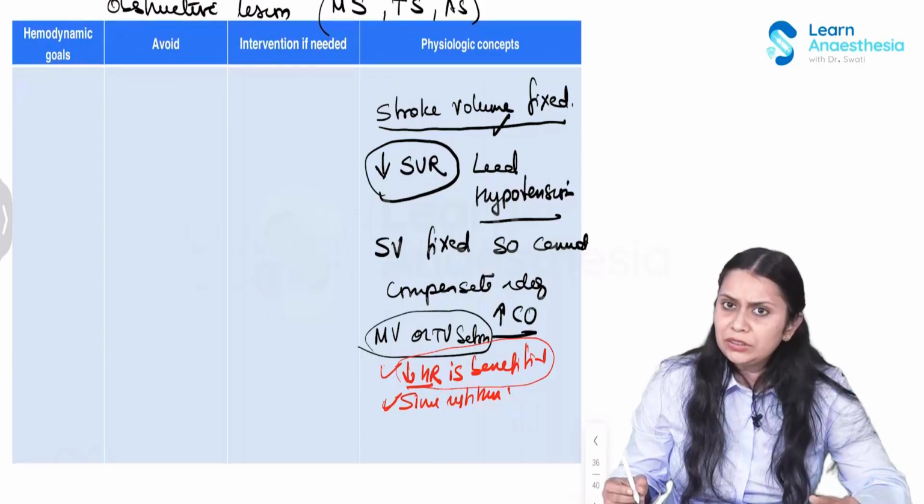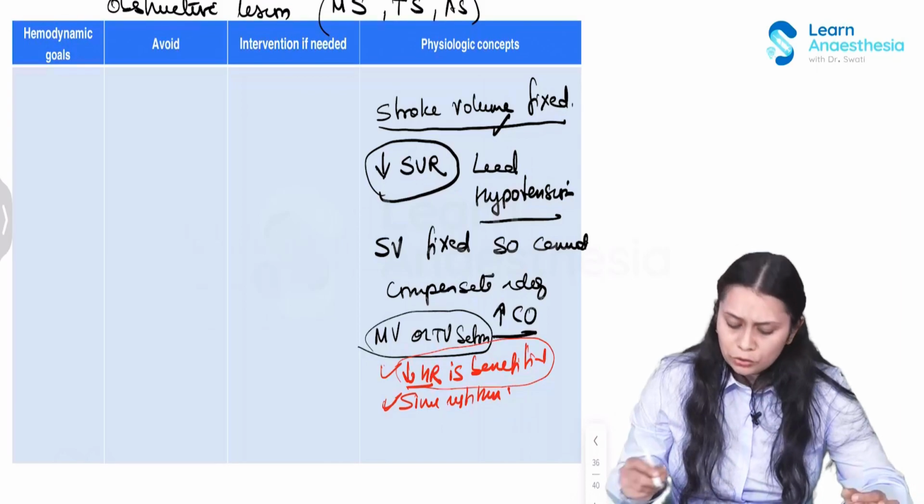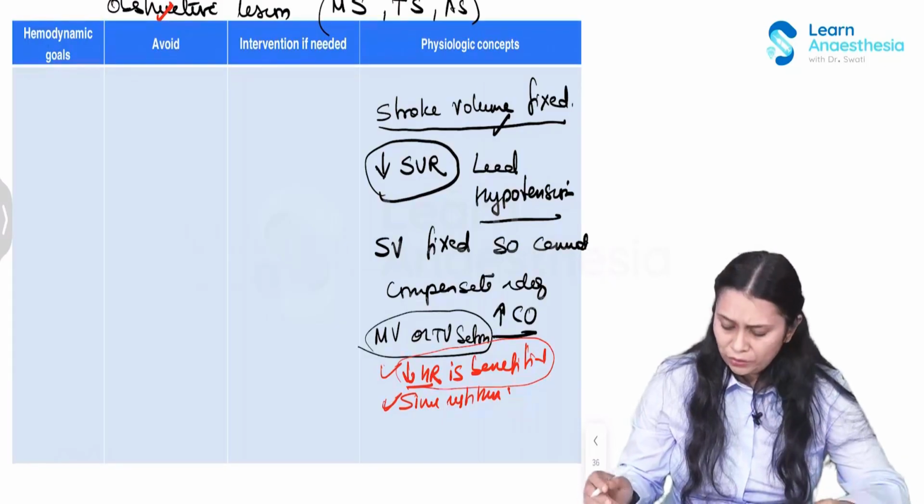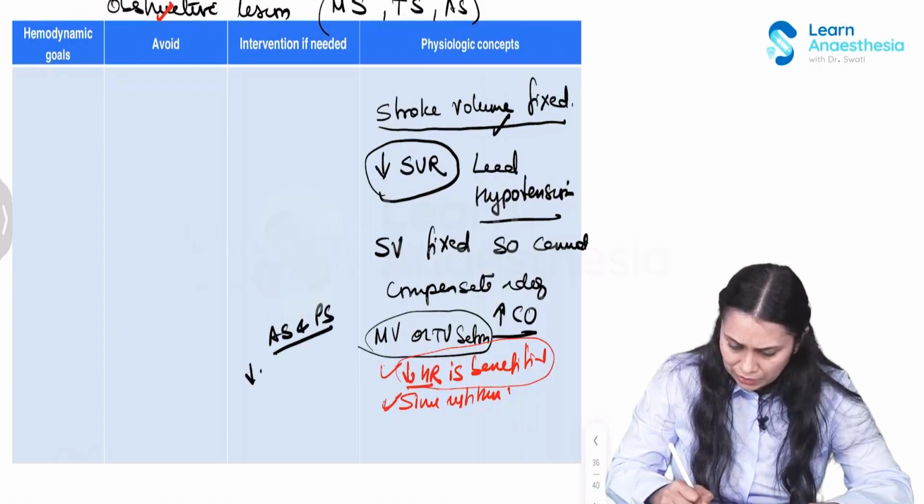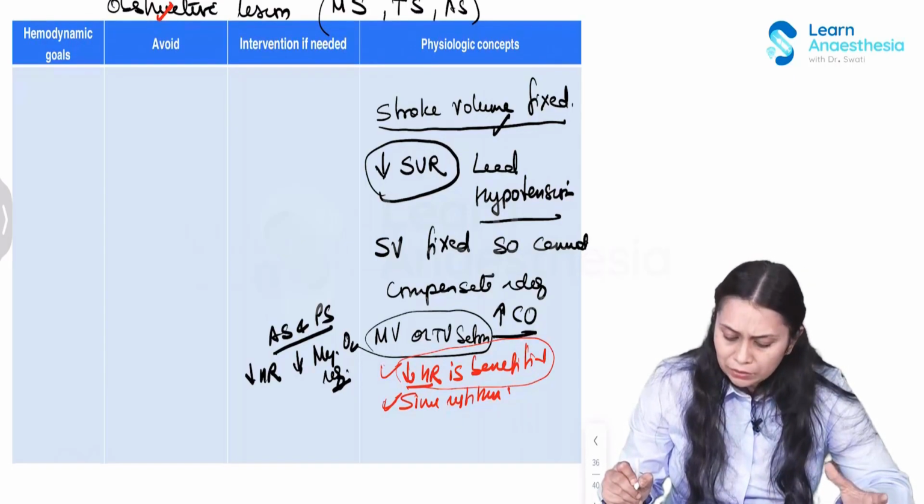And in aortic stenosis and pulmonary stenosis, decreased heart rate would reduce the myocardial work and myocardial oxygen demand, and it will also be beneficial. So in obstructive lesions, an increase in heart rate should be totally avoided. What I said is that in aortic stenosis and pulmonary stenosis, a decrease in heart rate decreases myocardial oxygen requirement, right? So when this happens, again the myocardial oxygen demand decreases. It allows more time for the ventricle filling to happen.